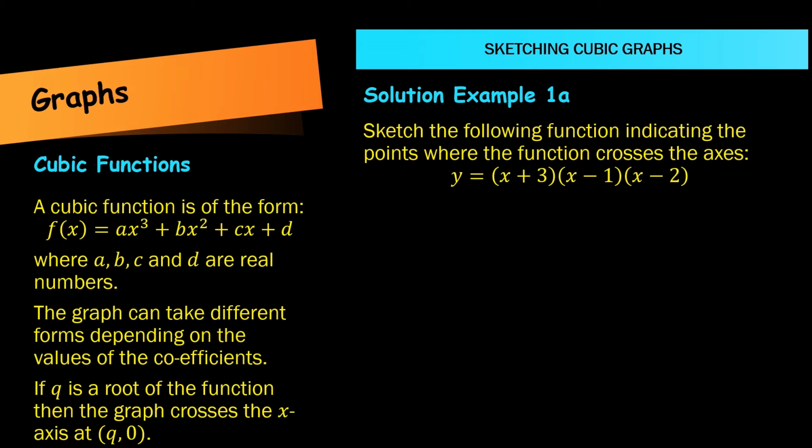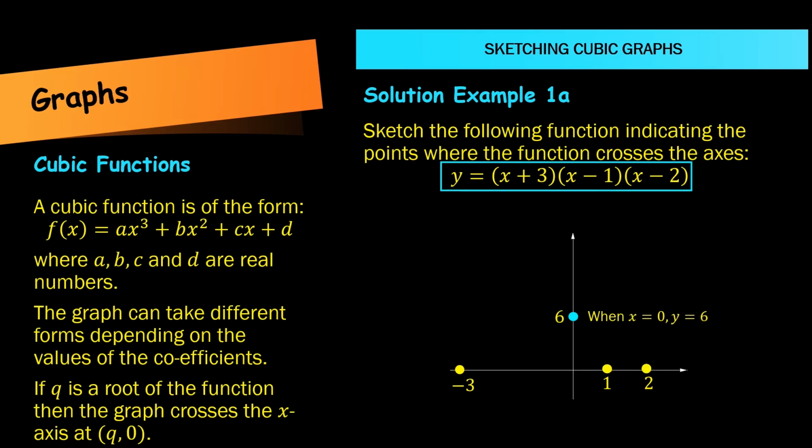So let's solve example 1a. We are required to sketch the function y equals (x plus 3) times (x minus 1) times (x minus 2), indicating the points where the function crosses the axes. So when y equals 0, either x equals minus 3, or x equals 1, or x equals 2. And when x equals 0, y equals 6. That's 3 times minus 1 times minus 2.